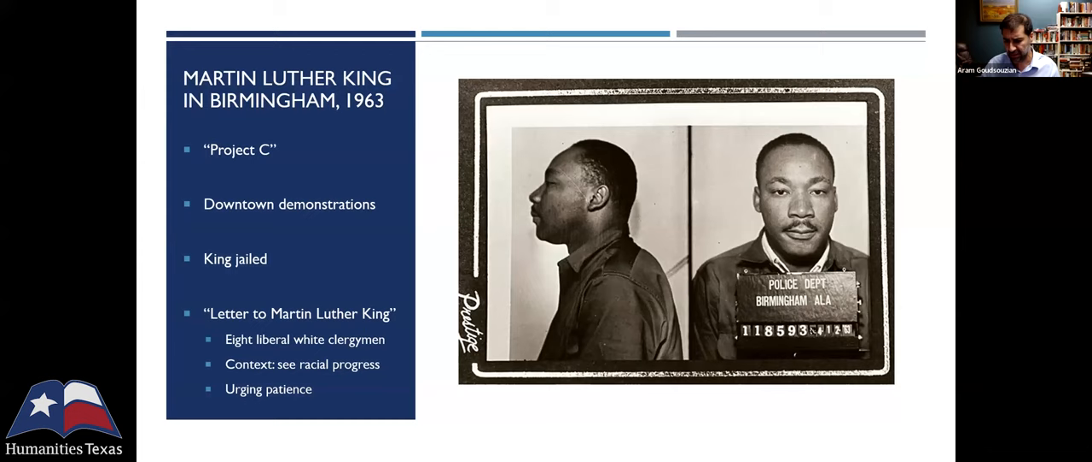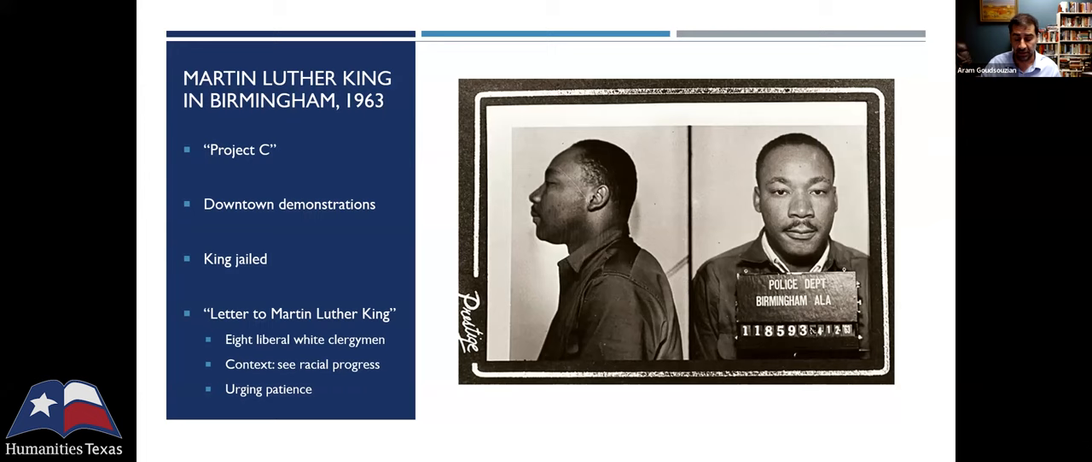These clergymen are writing to him in this context. They are not arch conservatives. They are not supporters of Bull Connor. They believe that they're moderates, they're liberals in the Southern context. They believe that Birmingham is making steady progress. And so they urge patience. They're against these demonstrations. They think the demonstrations are what's causing the trouble in the city.